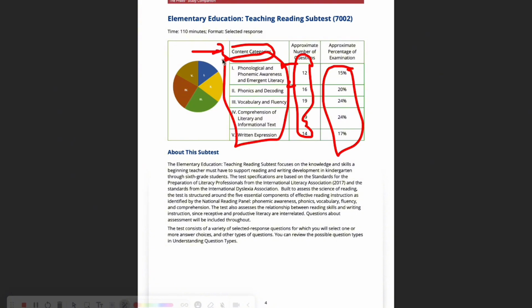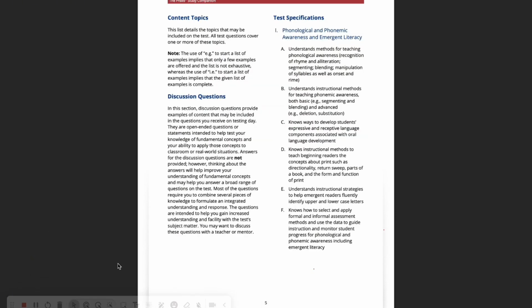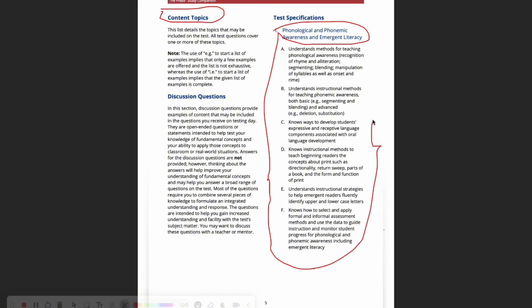When you take these exams, you should know exactly what you need to study for. And why is that? Why is that, Dr. Johnson? Well, guess what? Voila, they tell you what you need to know. They tell you what you need to study for. They're letting you know exactly what they are assessing you on: content topics. And then we have those individual content areas here where they break down everything you need to know to be able to pass Teaching Reading 7002.